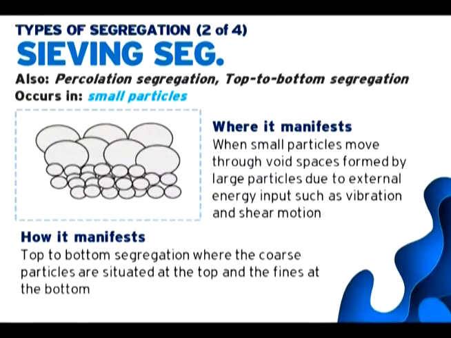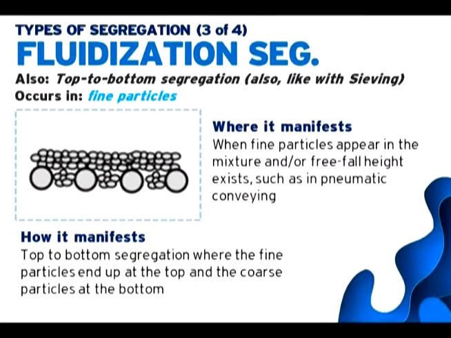This occurs in small particles when they move through void spaces formed by large particles due to external energy input such as vibration and shear motion. This type of top-to-bottom segregation results where the coarse particles are situated at the top and the fine particles at the bottom. Next, fluidization segregation.